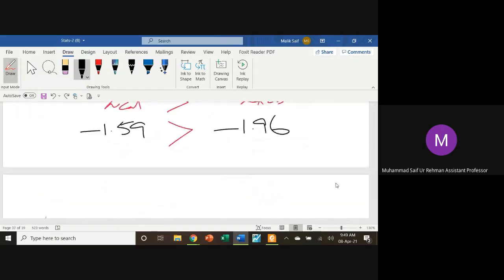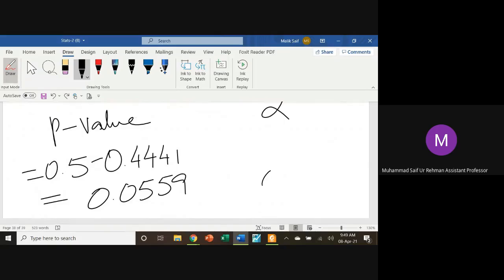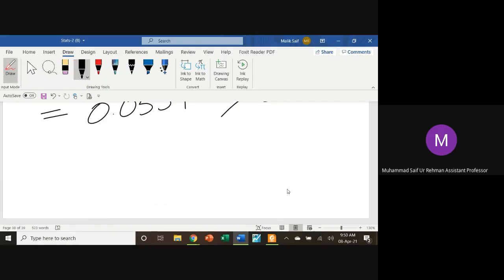So you have to compare this value with 0.025. See which one is larger. This is larger. 0.0559 is larger than 0.025. The rule is if the probability value is less than alpha, then we would reject. So in this case, we would remain unable to reject. Don't reject H naught, or accept H naught.